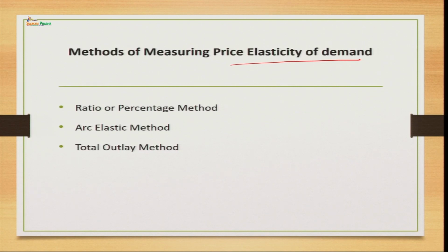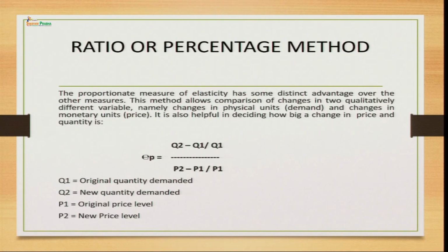So, let us talk about the very first method, the ratio or percentage method. Some people also call it the point elasticity method, because this method basically helps you to measure the elasticity at a specific point, what change has taken place in the quantity demanded due to the change in the price. We calculate it through the ratio or percentage method, and the formula to calculate price elasticity by the ratio or percentage method is very simple.